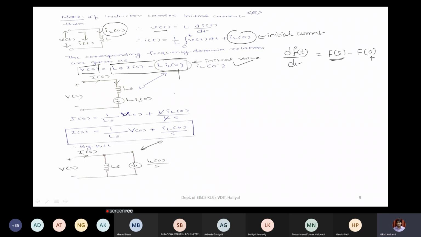Okay. And if you apply the Laplace transform here, you will get this equation: I of s will be equal to V of s divided by Ls, plus the initial current term. Any question regarding this here?